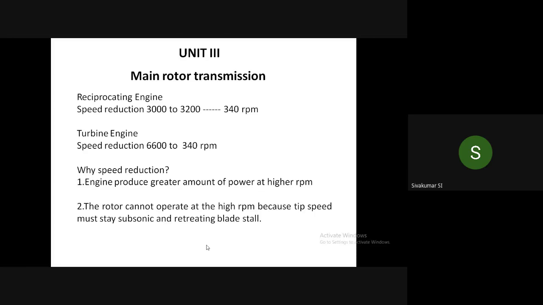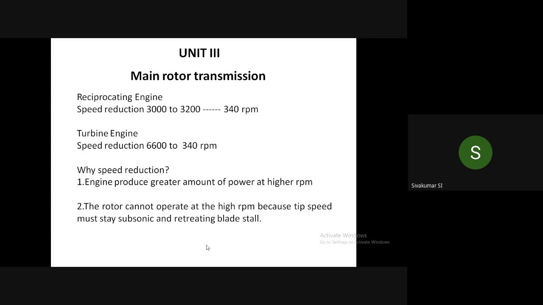In turbojet aircraft we do not have a main rotor and tail rotor transmission. But in a turboprop engine the propeller is fitted, and the propeller transmission happens from the engine itself. The engine shaft is extended through the AGB, the accessory gearbox, where the RPM is reduced and the propeller rotates. That is in the turboprop engine that you have already studied.